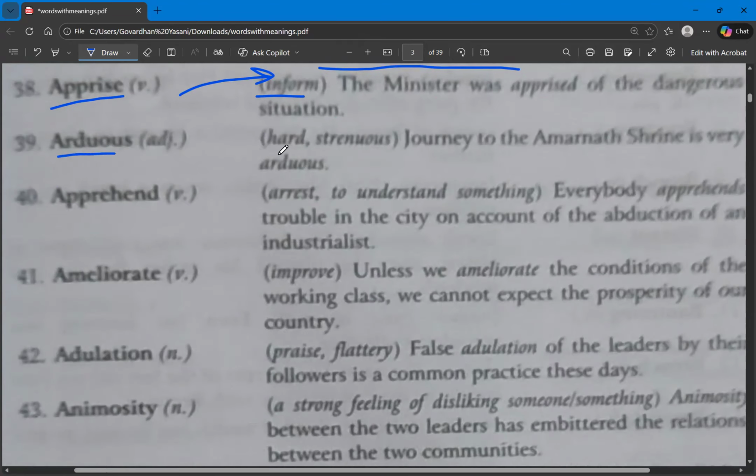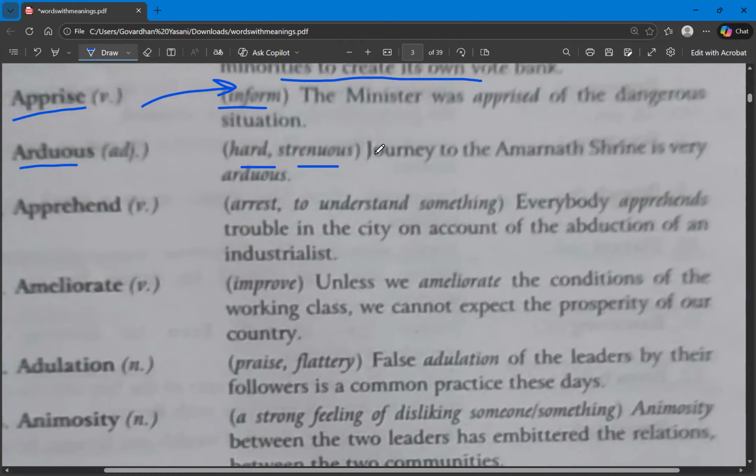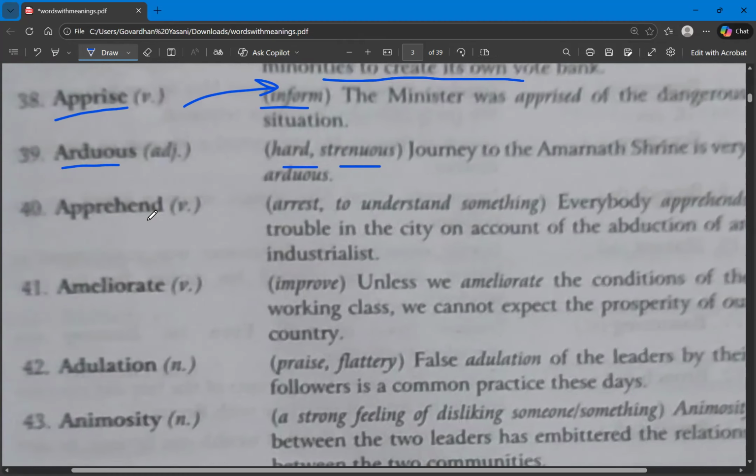Arduous means something hard or strenuous, which requires a lot of struggle. So that is the meaning of arduous. Arduous means hard or strenuous. Apprehend means arresting someone. The other word is arraign.